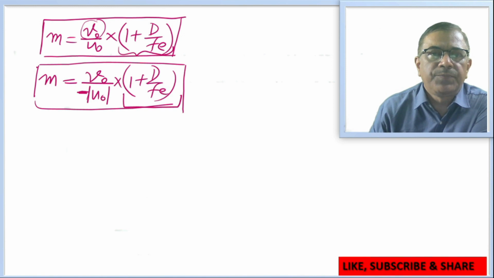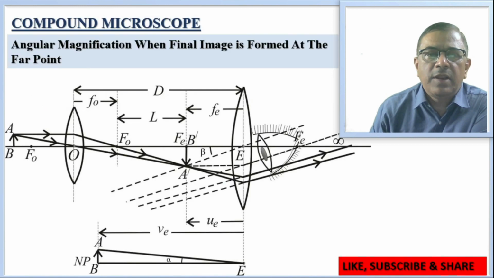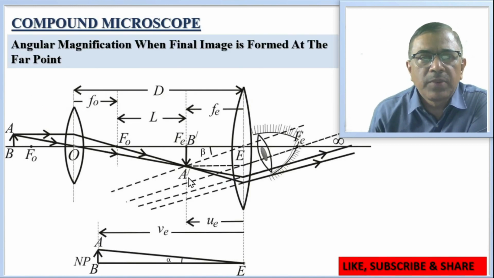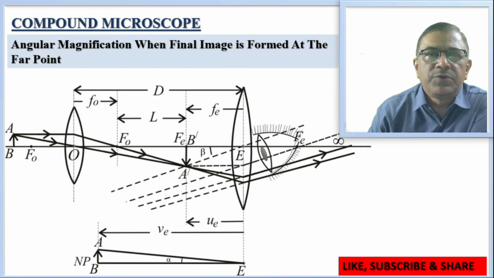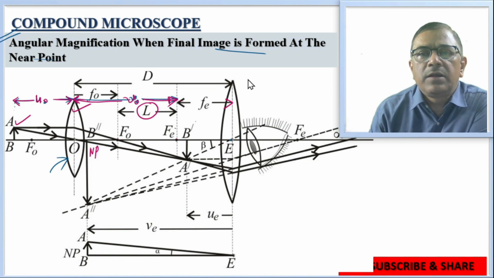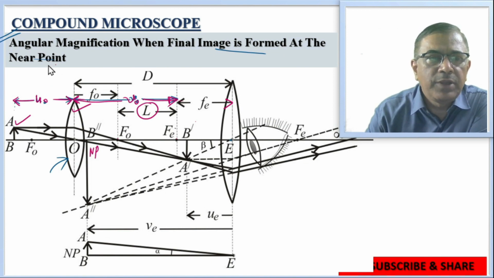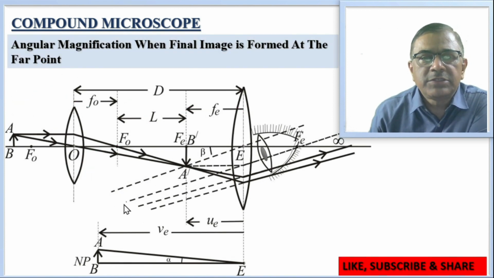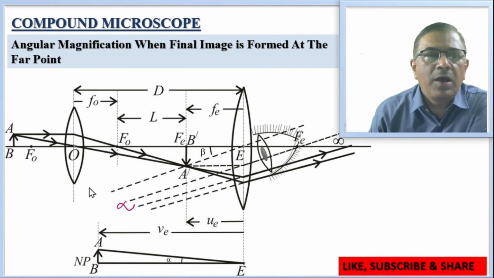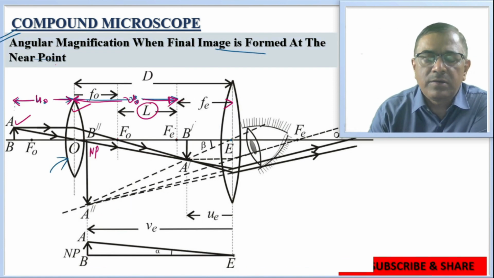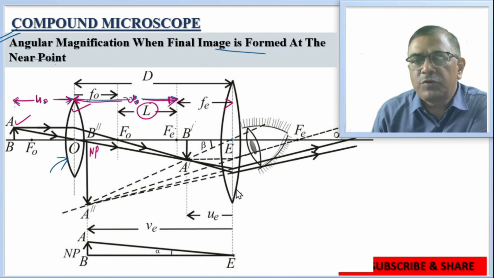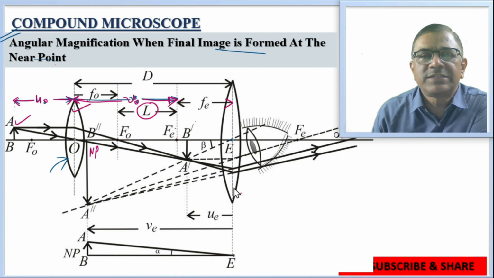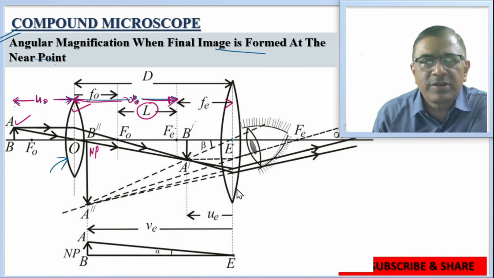Now case number 2. This is the ray diagram for case number 2. How can we switch over from case number 1 to case number 2? In the first case, the final image is formed at the near point. In the second case, the final image is formed at infinity. And how can we move from case number 1 to case number 2, it is pretty simple. We can switch from case number 1 to case number 2 by sliding the eyepiece away from the objective lens.